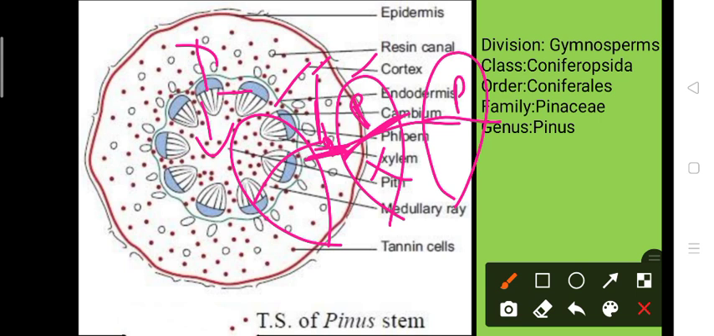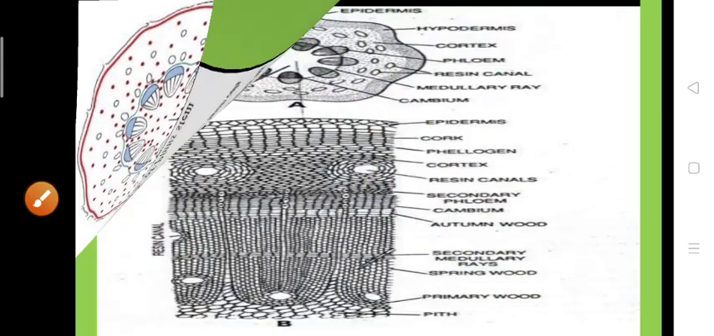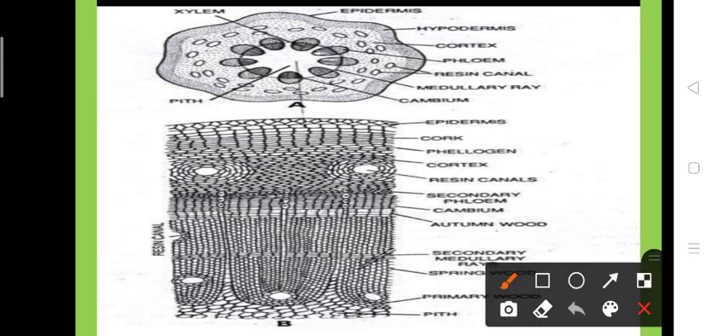Annual rings are very distinct in the secondary xylem. Annual rings are composed of spring wood and autumn wood. Spring season is more suitable for the growth of Pinus plants. That is why secondary xylem cells formed in this season are large with thin walls and supply water and minerals quickly. This xylem is called spring wood or early wood. This is the spring wood.